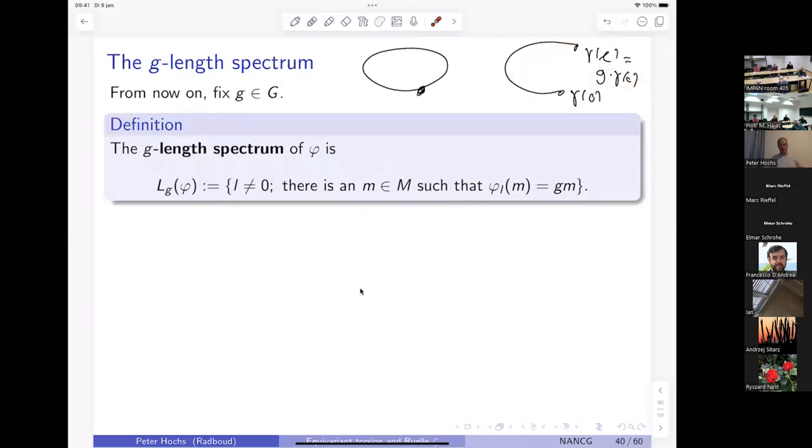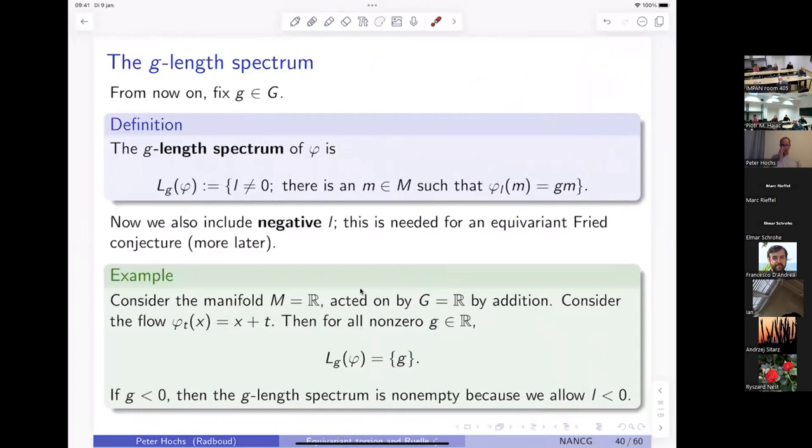Again, I want to sum over all the curves with that property. So, as before, I'm splitting up the sum into possible periods, or possible L's, with this property, and curves. So I'm going over the G length spectrum, now including negative L, for which there is a point with that property. Why am I including negative L? This is needed for an equivariant field conjecture, and if I have time, I'll mention this.